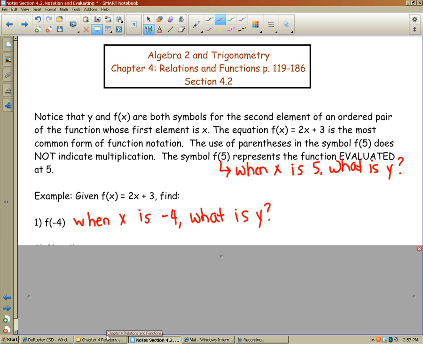So what do we do? We plug in negative 4 for x. So f of negative 4 equals 2, now we're plugging in negative 4 for x, so 2x, and now we're plugging in negative 4, plus 3. 2 times negative 4 is negative 8. Negative 8 plus 3 is negative 5. So f of negative 4 equals negative 5. Or in other words, when x is negative 4, y is negative 5.